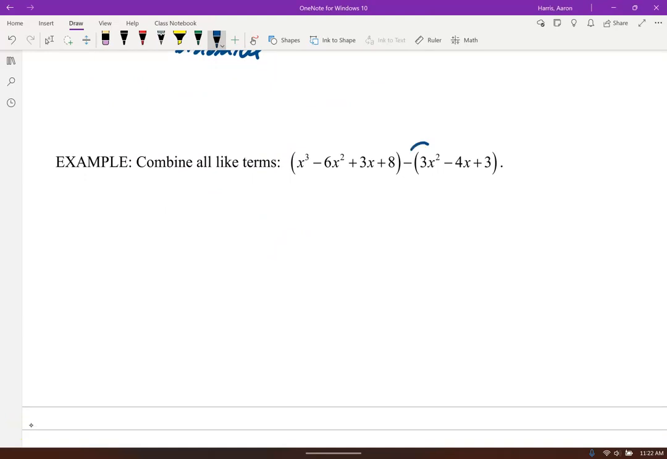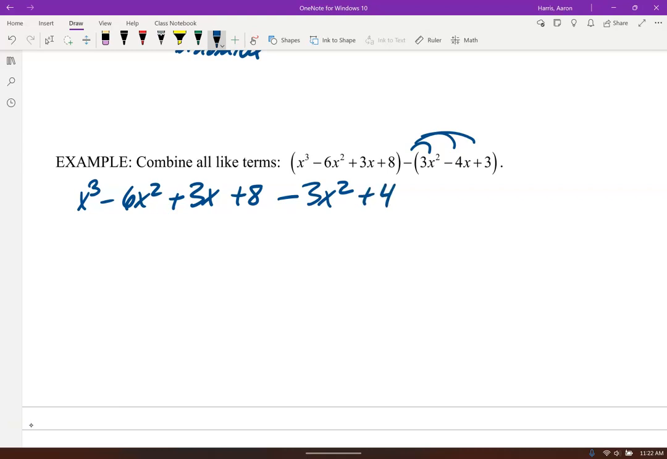Now we're going to just distribute that negative through. Now we can drop the parentheses. So we get x cubed minus 6x squared plus 3x plus 8 minus 3x squared plus 4x, negative times a negative, and then negative times a positive is minus 3 on the end. Looks like that's my only x cubed.